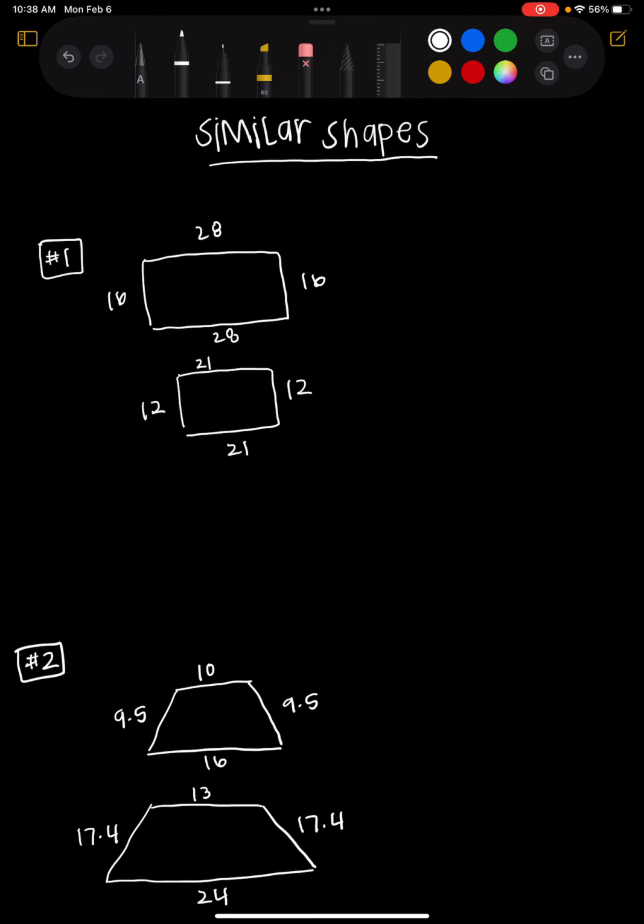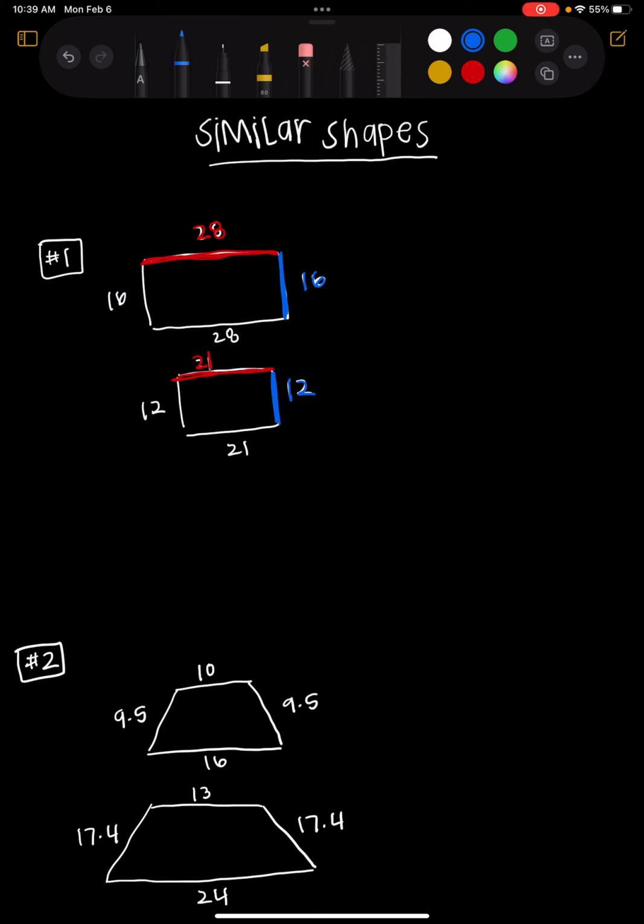So I'm going to start with maybe the tops of each of these shapes. I'm going to do them in a different color. So let's say the top of this shape is red, right? And that's 28. We know that. And then the top of the shape on the bottom is also red, which is 21. Then let's compare that to maybe the right side of the shape. So let's make the right sides of each shape blue, which gives you 16 on the top shape, and then on the bottom shape we have 12.